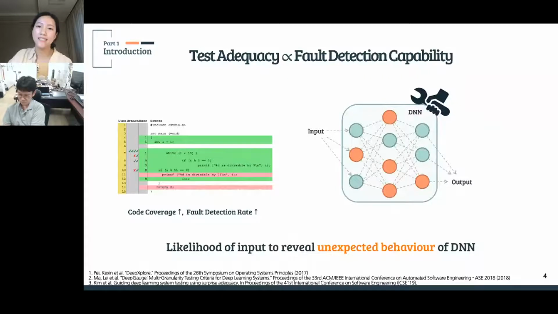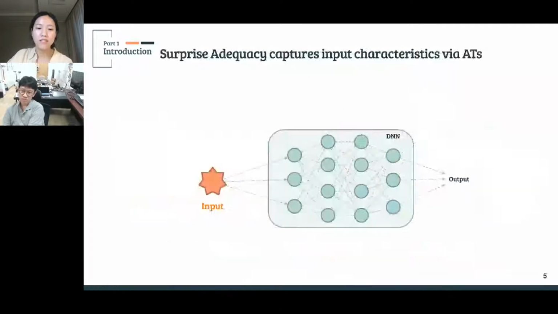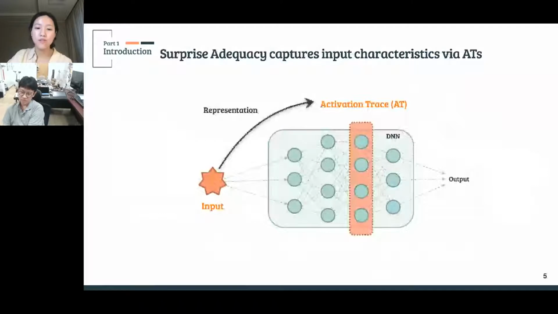We call this test adequacy, and there is several research on this, like neuron coverage, K-multisection neuron coverage, or surprise adequacy, which we mainly handle in this paper. In surprise adequacy, the set of neurons that represents the model behavior is called the activation trace, AT for short. ATs are usually a dump of a neural layer during its execution on an input. So to obtain surprise adequacy, we need to collect an AT vector for every input.